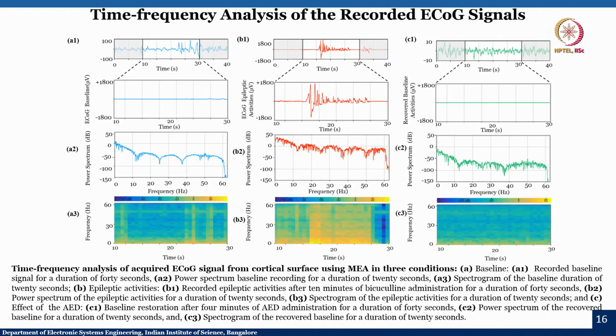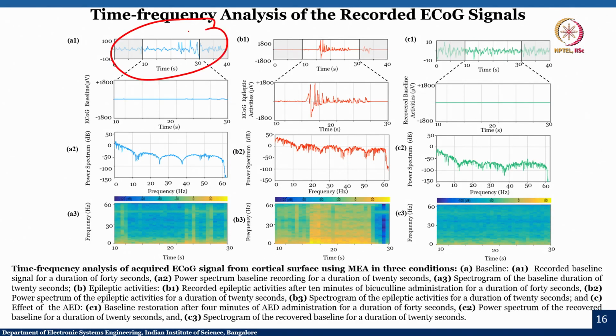And let us see the time frequency analysis of the recorded ECoG signals. Here again the time on the x axis is 40 seconds. We are only considering 10 to 30, which is 20 seconds of the data, and the y axis is minus 100 to 100, and then you have minus 1800 to 1800 when it is an epileptic episode. You can see how the time frequency analysis of the acquired ECoG signal from the cortical surface varies in presence of the AEDs. Baseline is A, and then A1 is the recorded baseline for a duration of 40 seconds, which is here.